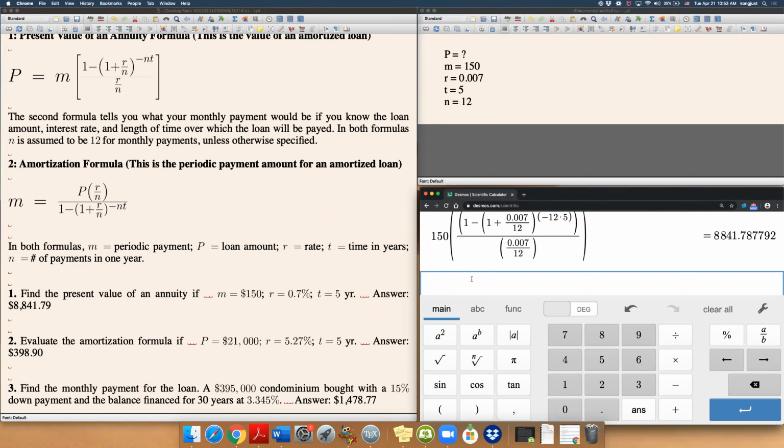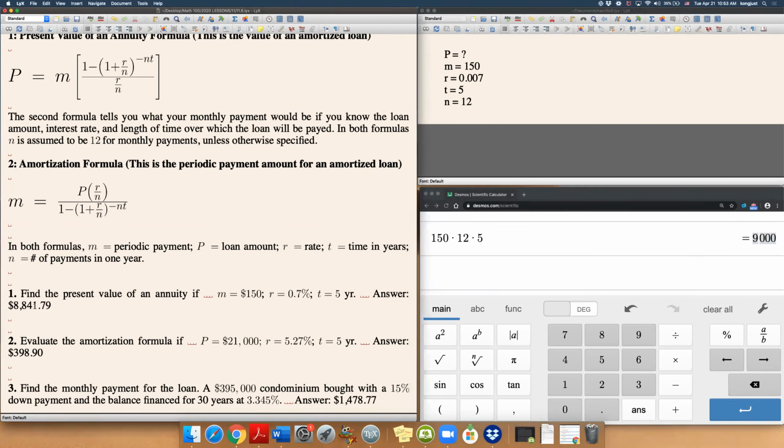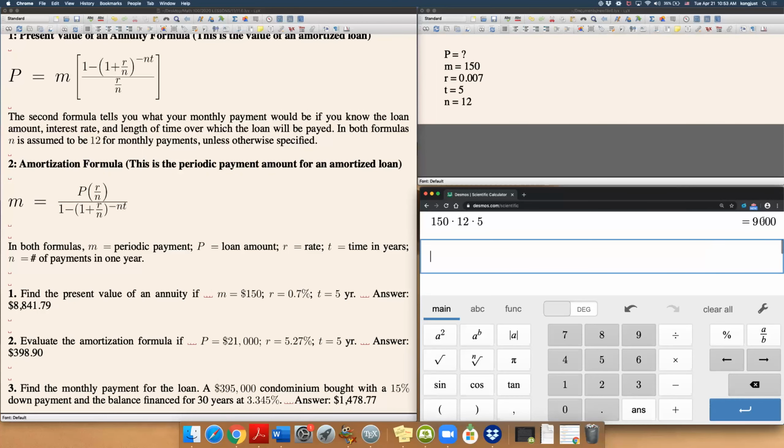But in terms of how much do you actually pay, you pay $150, right? 12 times a year for 5 years. So altogether you paid $9,000. You pay $9,000 spread out over that time period in order to take a $8,841 loan. So you pay a little extra to get this cash up front, right? You get this $8,841 right up front, and you pay $9,000 in the long haul.